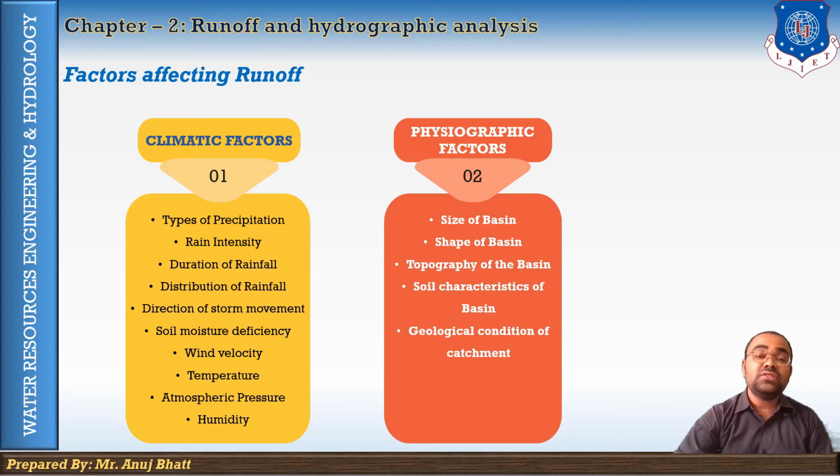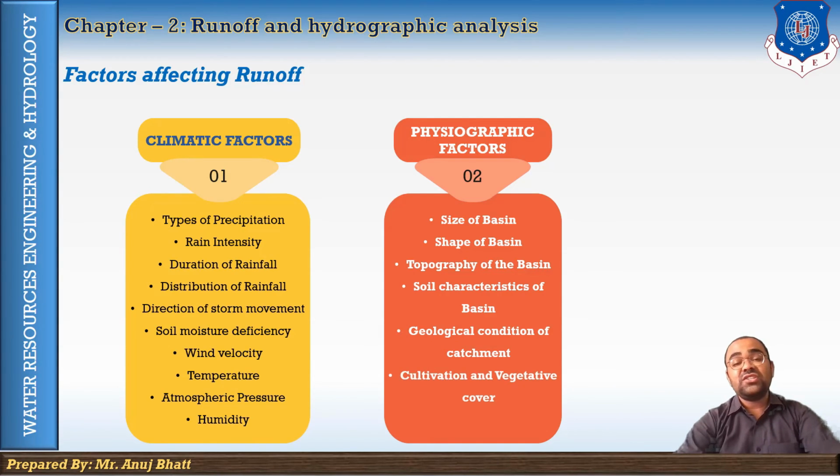The next factor is the geological condition of the catchment. If the basin area consists of faults or fissures or cracks, the water losses will be more and the runoff will be low. Also, cultivation and vegetation cover affect the runoff. So if the basin area consists of more cultivated areas or forest areas, the runoff will be low.